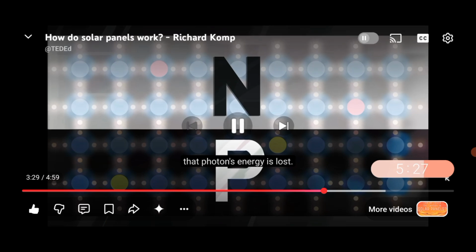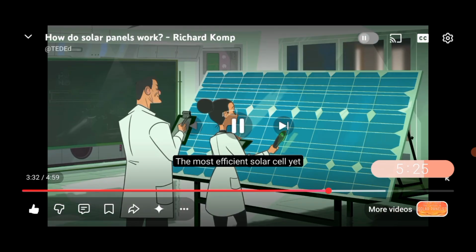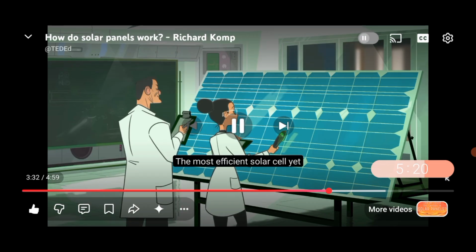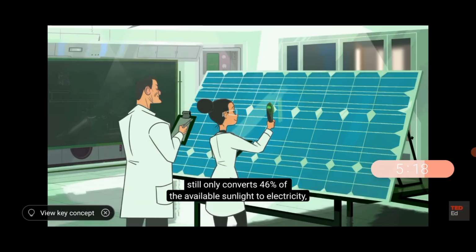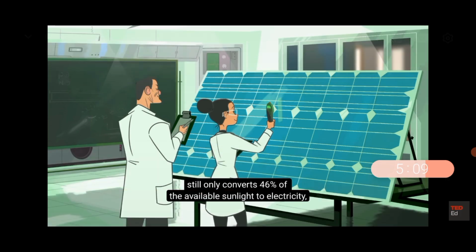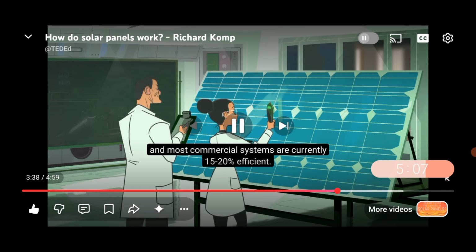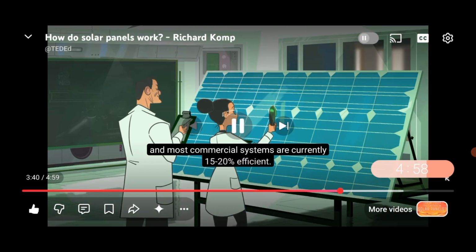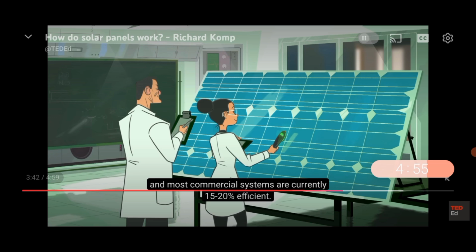The most efficient solar cell yet still only converts 46% of the available sunlight to electricity, and most commercial systems are currently 15 to 20% efficient.